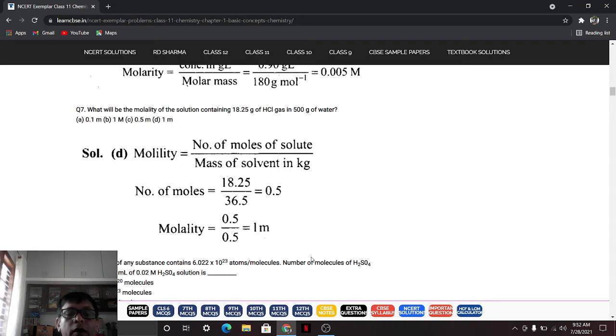500 gram of water is 0.5 kg. So 0.5 divided by 0.5 is equal to 1 molality.